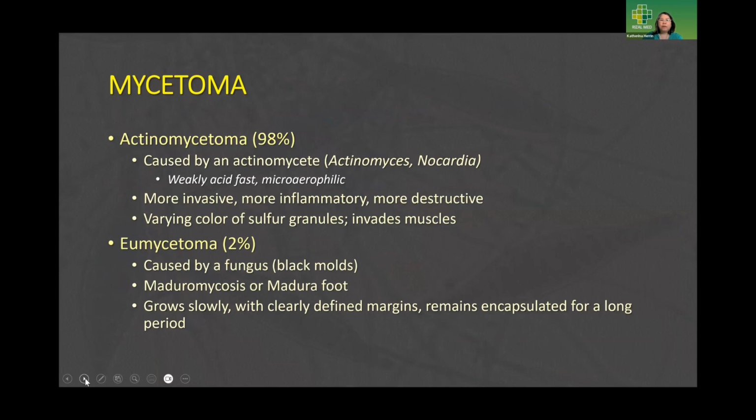You have your bacterial actinomycetoma or your fungal eumycetoma. The bacterial actinomycetoma causes 98% of your mycetoma. This is caused by Actinomyces or Nocardia. They are more invasive, more inflammatory, and more destructive. The fungal eumycetoma is caused by black molds and grows slowly with clearly defined margins and remains encapsulated for a long period of time.